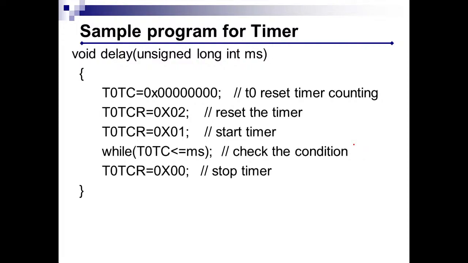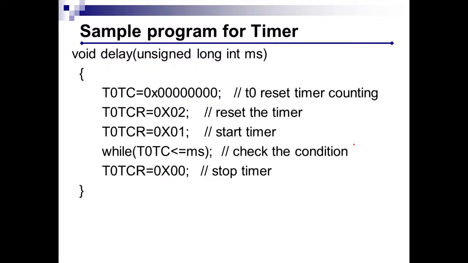Then this is a typical delay routine with the help of a timer. We have used software delay in earlier programs. In a software delay, we use a simple loop in which we declare a variable and increment it until it reaches a certain limit.